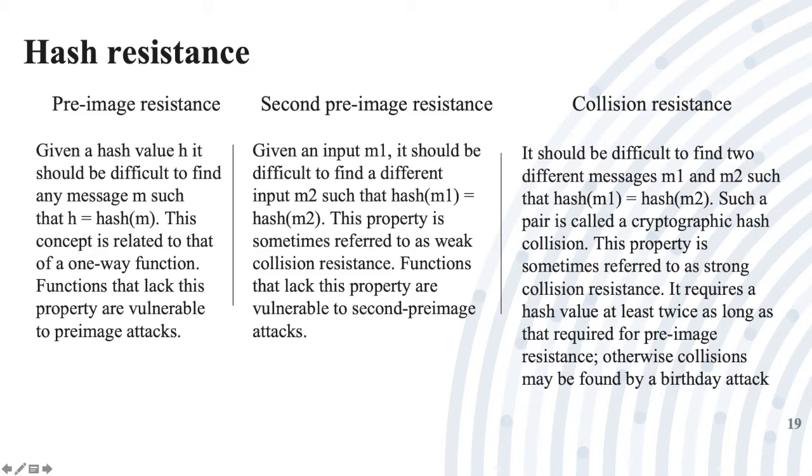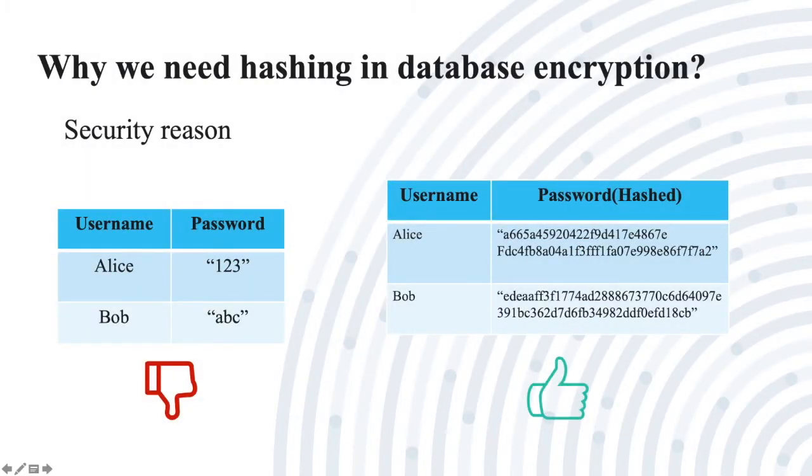These three resistances simply mean that if somebody is trying to find the original message of a given hashed value, it's just impossible. It's just like if somebody wants to get a string of this length, it's impossible for him to get the original 1, 2, 3 here. So why do we need hashing?